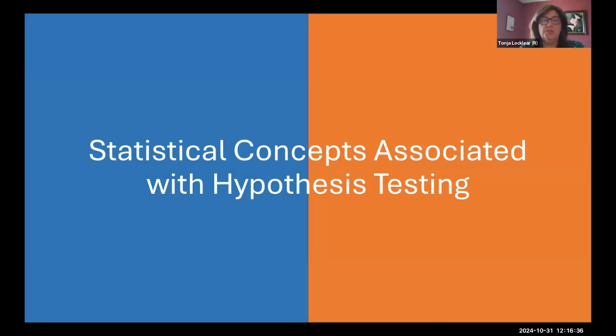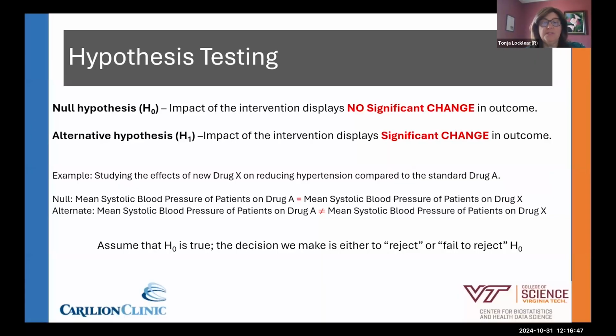So now we're going to switch over to hypothesis testing and focus on the quantitative side of the statistical analysis that Alicia was just referring to. In hypothesis testing, you start off with a null hypothesis and an alternate hypothesis. Your null hypothesis could more or less be your standard of care: the intervention that you're getting ready to apply would have no significant change to the outcome.